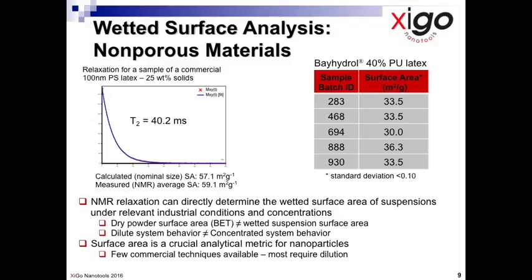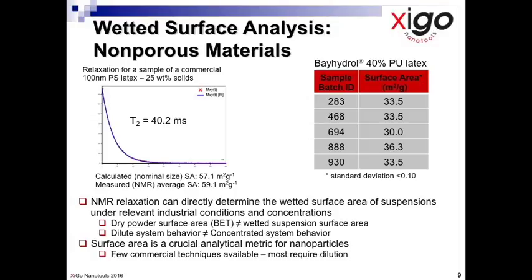A prime use of NMR relaxation is to directly determine the wetted surface area of suspensions under relevant industrial conditions and concentrations. The most common method of particle surface area determination is BET nitrogen gas adsorption. This technique requires that the material under test be a dry powder. However, drying wet suspensions inevitably results in unintentional and unwanted aggregates and agglomerates. As a consequence, the subsequent surface area results will be skewed.